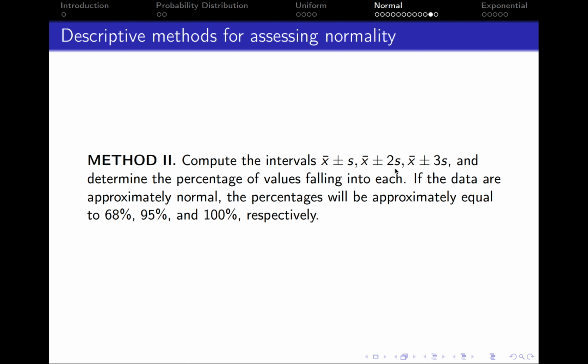the mean value plus minus 2 standard deviations, and the mean value plus minus 3 standard deviations. And after you've constructed those intervals, you need to determine the percentage, so the proportion of values falling into each of these intervals. And if the data that you've got are approximately normal, the percentages that you calculate in the second step will be approximately equal to 68%, 95%, and 100%.